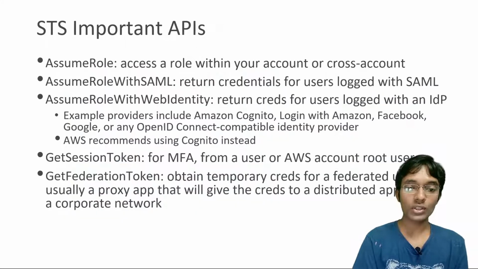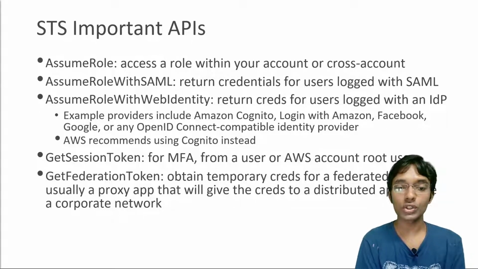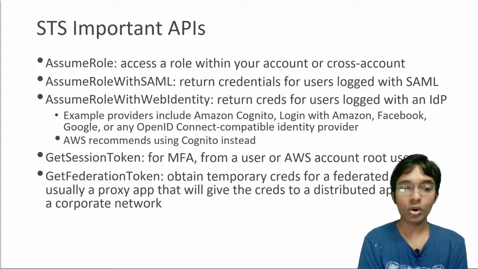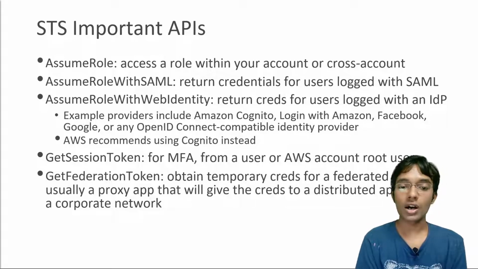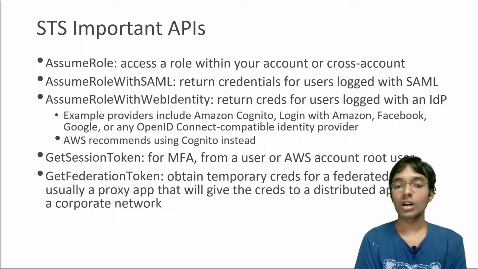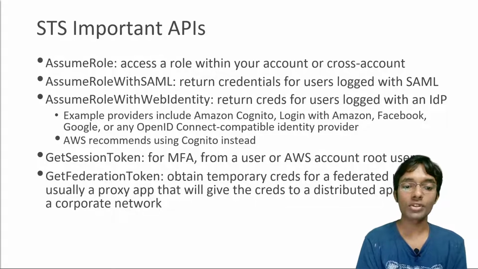Okay, so finally to conclude with STS, there's a few important APIs you need to know. AssumeRole is the most basic one, which is to access a role within your account or across accounts. AssumeRoleWithSAML is to get credentials when we are federated with SAML. AssumeRoleWithWebIdentity is when we are using an IDP, identity provider. That includes Amazon Cognito, Login with Amazon, Facebook, Google, or any OpenID Connect compatible identity provider. And we'll be seeing this in detail in the federation section.